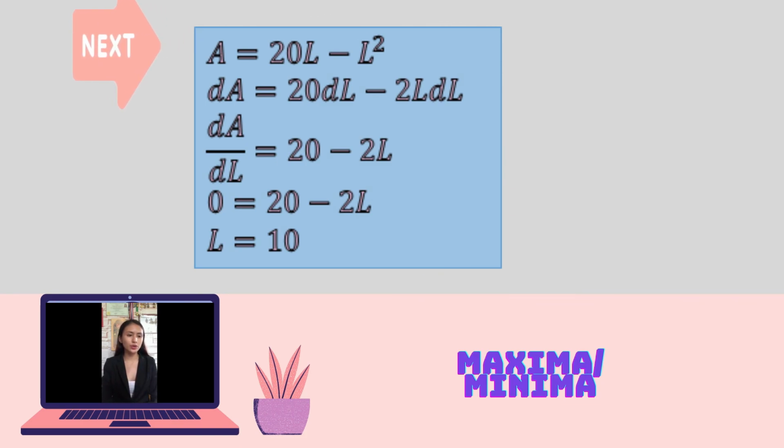So we have area equals 20L minus L squared. Then the derivative of A is equal to 20 derivative of L minus 2L derivative of L. Then we will divide A by derivative of L. So we have derivative of A over derivative of L equals 20 minus 2L. To maximize or minimize, we need to equate our derivative to 0. So we have 0 equals 20 minus 2L. So our length is equal to 10.